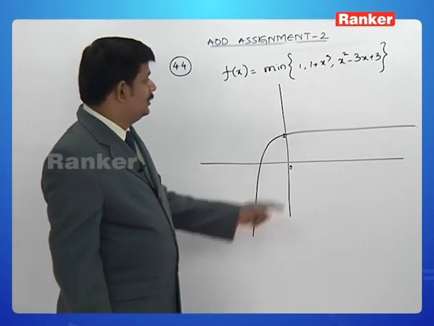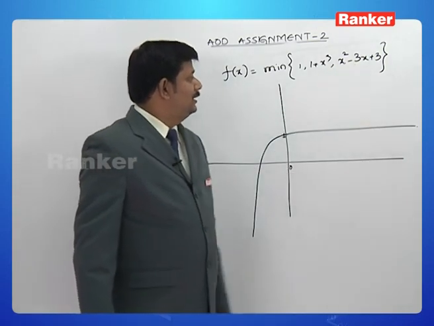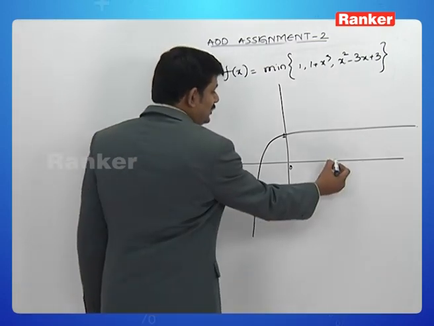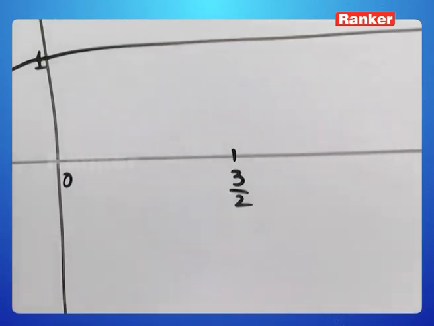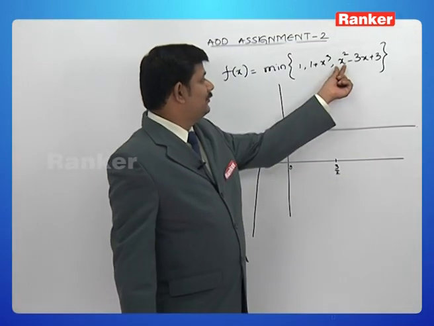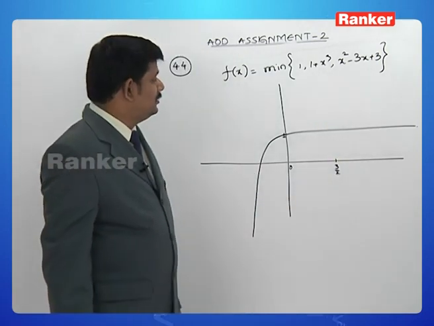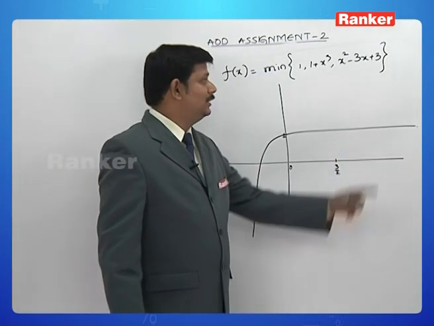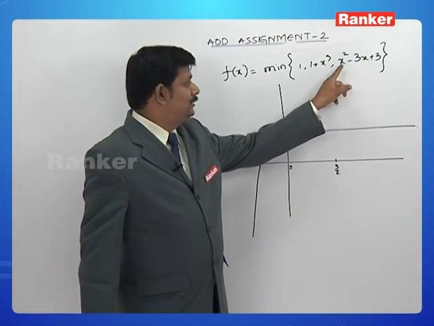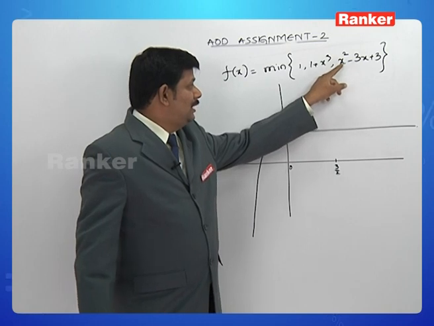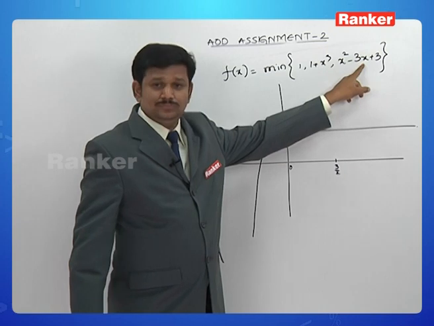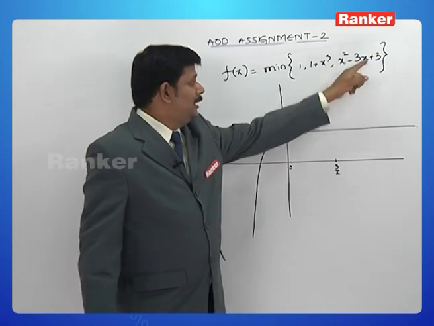Then we also need to plot the graph of x square minus 3x plus 3. X square minus 3x plus 3 has its least value at x equal to 3 by 2. It's a quadratic, and a quadratic with positive coefficient of x square has its least value at x equal to minus b by 2a, that is, when x equal to 3 by 2. And that least value would be, substitute 3 by 2: 9 by 4 minus 9 by 2 plus 3.